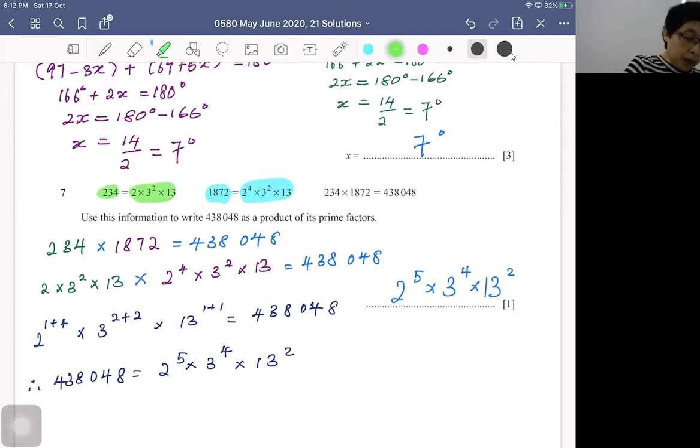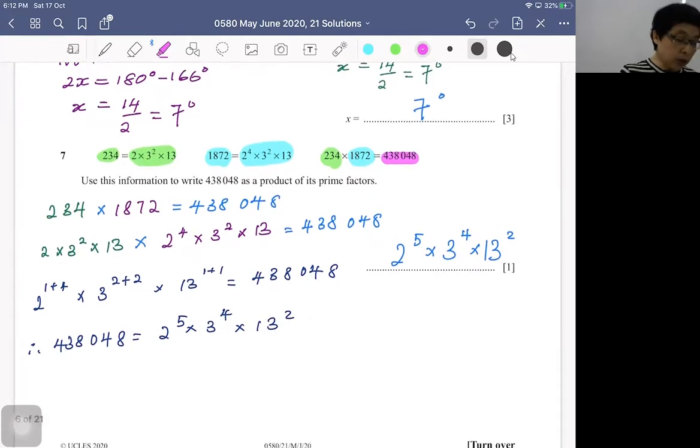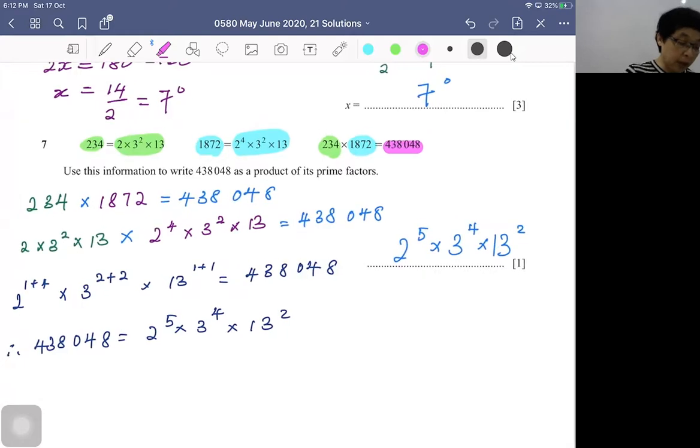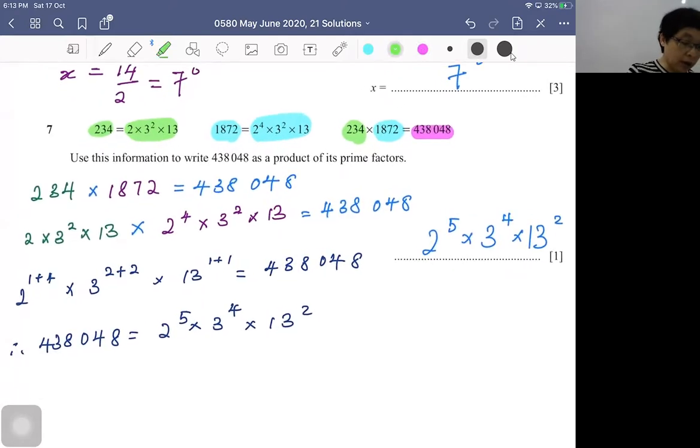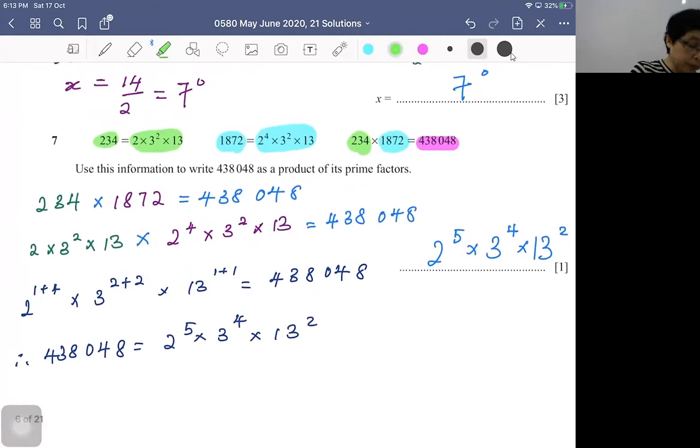Then they also give us 234 multiplied by 1872 equals 438048. Now they say use this information to write 438048 as a product of its prime factors. So let's take a careful look. 234 multiplied by 1872 equals this.